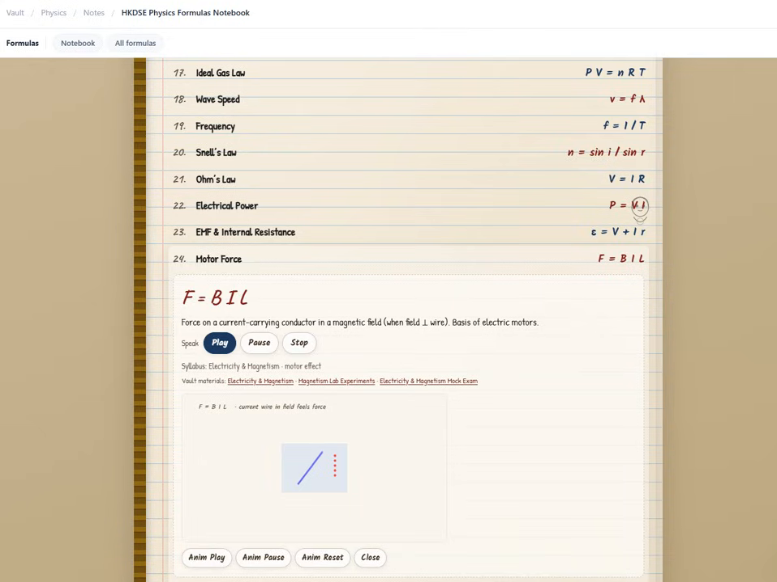Motor force, F equals BIL. Force on a current-carrying conductor in a magnetic field. Basis of electric motors. A current-carrying wire in a magnetic field feels a motor force.